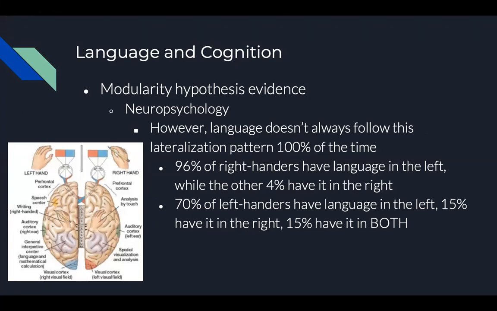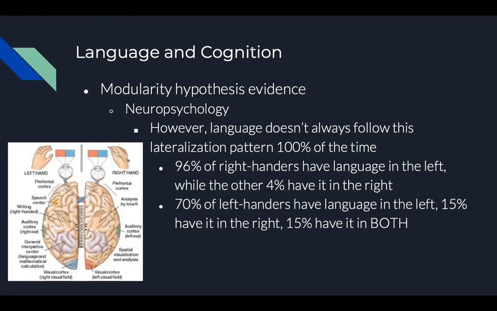And that's because not all people have language in the left hemisphere. So there are some differences depending on if you're right-handed or left-handed. So in people who are right-handed, about 96% of those people will have their language-related abilities lateralized to the left side of the brain, whereas the remaining 4% of those who are right-handed will actually have their language in the right hemisphere. So they'll have sort of this switching of hemispheric lateralization.